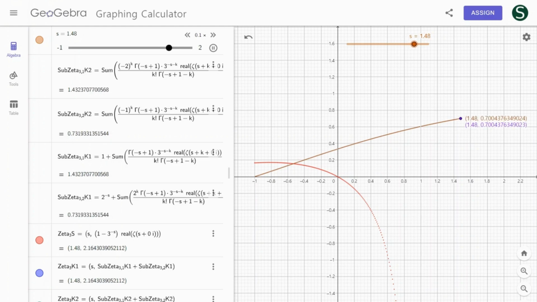The L function of mod 3 at s equals 1 is pi over 3 times the square root of 3, and the L functions of brown and purple also approach 0.6045997. GeoGebra shows the binomial theorem of the zeta function up to s equals 1.62, but in reality, it holds in all regions and shows the relation between the zeta and eta functions.